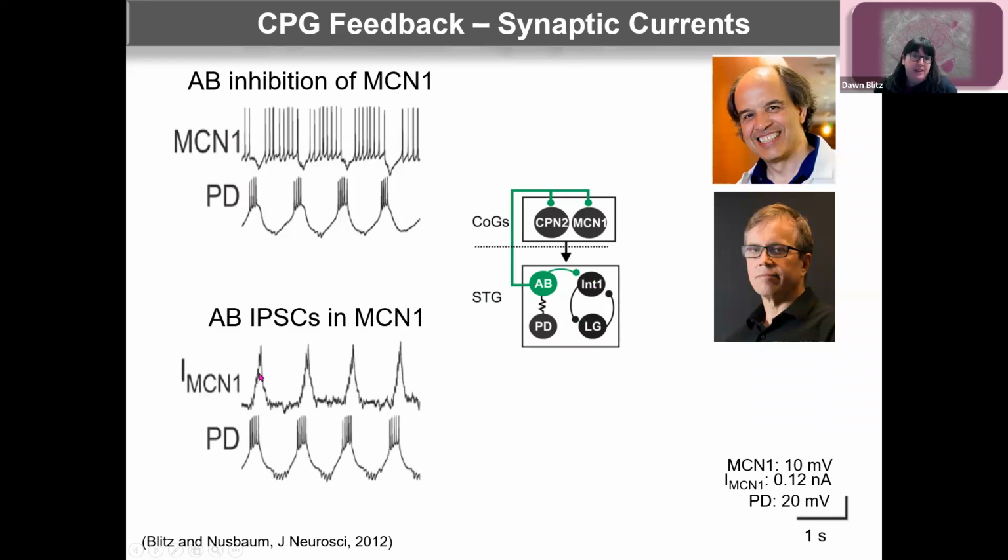And so what you can see, it's a little bit compressed here, but during each AB-PD burst, recording from MCN1 in voltage clamp, there are these really nice barrages of summating inhibitory postsynaptic currents. Okay, and this is what I'm going to look at in the next slide.